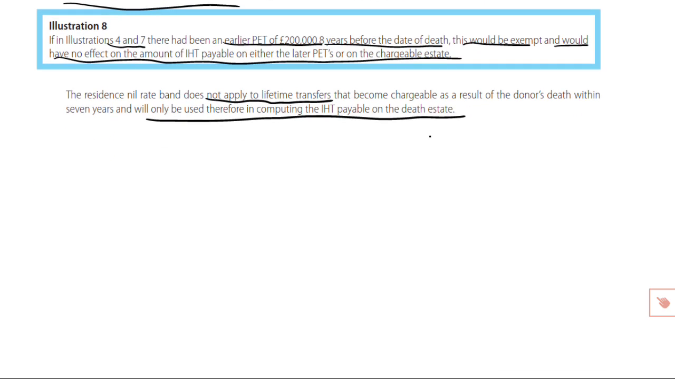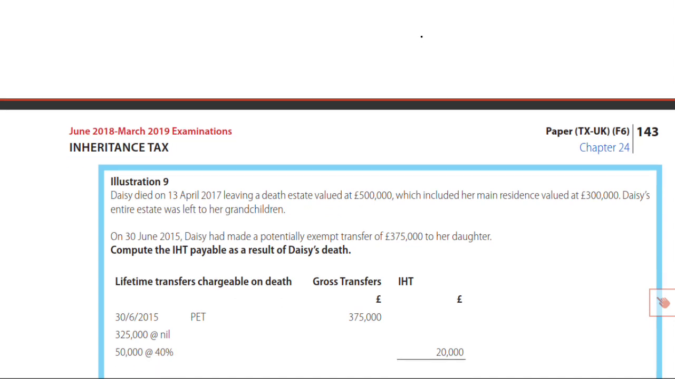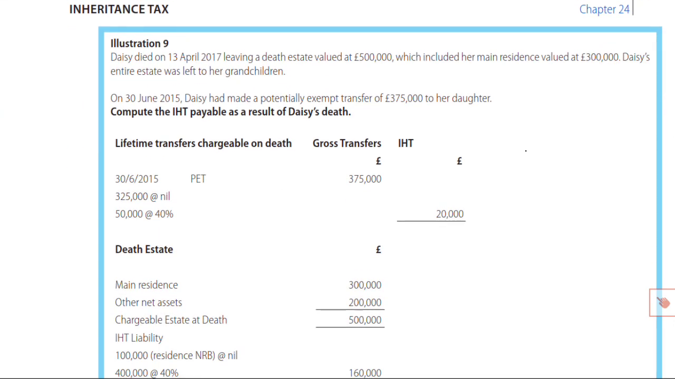If we just move on to have a look at illustration 9. Now we're told here that Daisy died on the 13th of April 2017, so in the 17-18 tax year, leaving a death estate, the chargeable estate at death, valued at £500,000, and which included her main residence, valued at £300,000. Daisy's entire estate was left to her grandchildren.